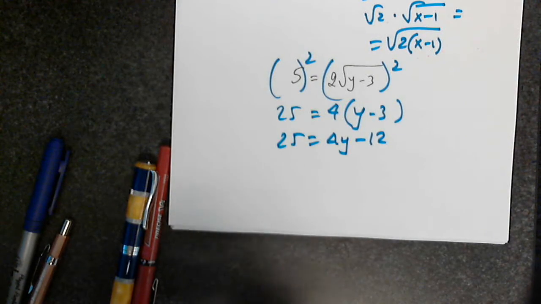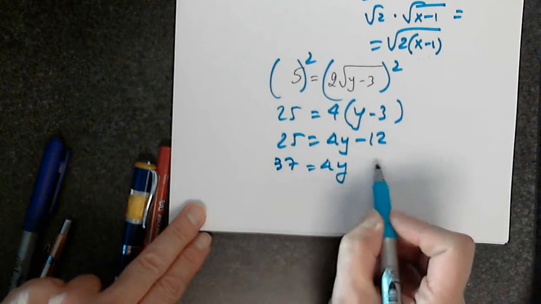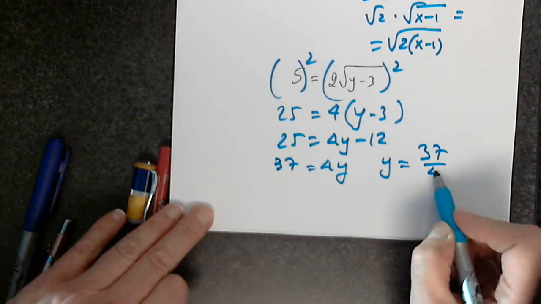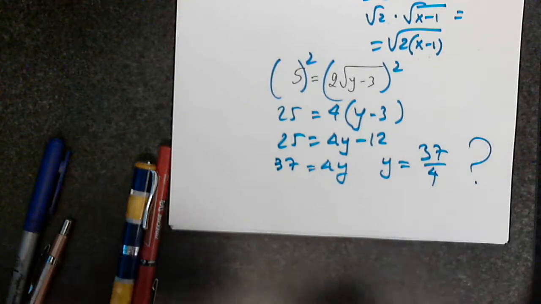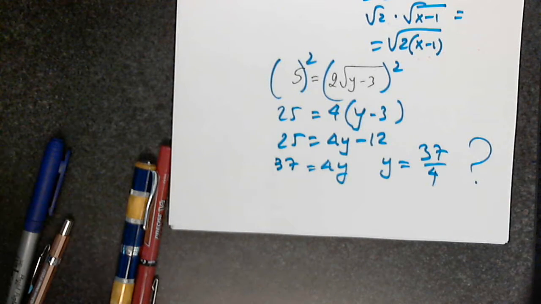I'm adding 12. Very good. So I get 37 equals 4y. So y appears to be 37 over 4, but it comes with a big question mark. So what do I have to do next? Yes. So let's plug it in. I'm still in chapter 6. Very good.